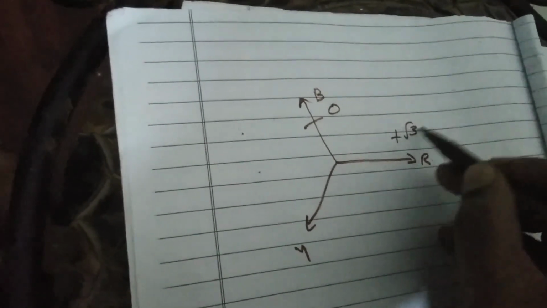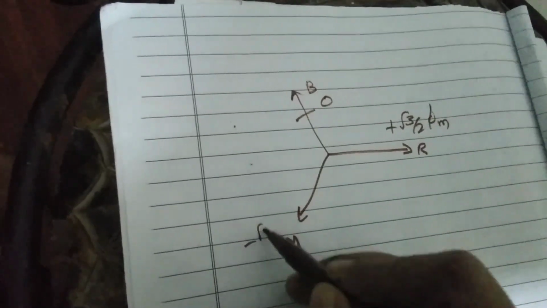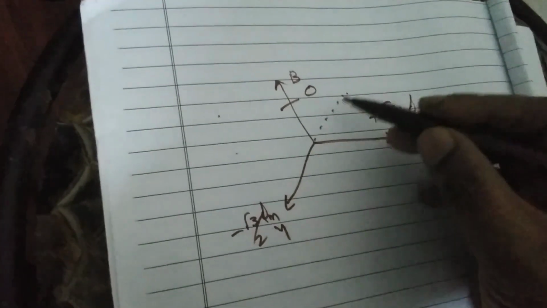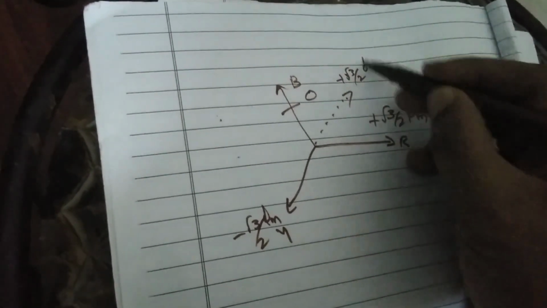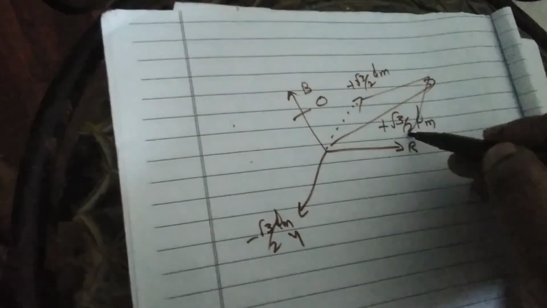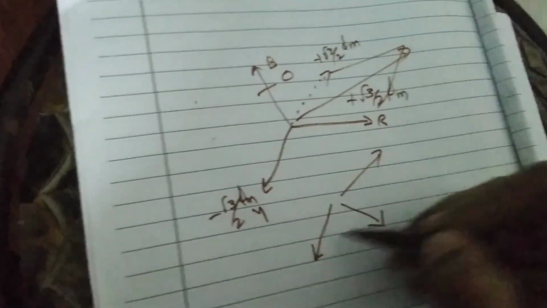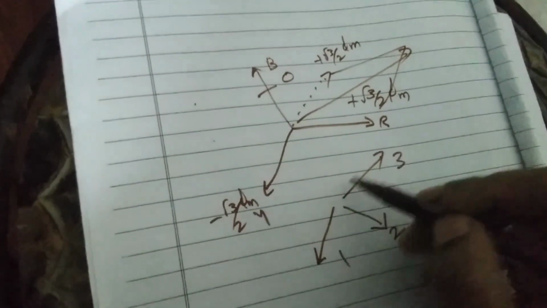Here it will be R phase, here Y phase, and here B phase. The condition was that B was producing 0, R was producing plus root 3 by 2 phi m, and Y was minus root 3 by 2 phi m. Since this is minus, we take it in the positive direction, so this will be plus root 3 by 2 phi m. And now this will be your resultant. See here, the first resultant was here, the second resultant was here, and the third resultant is here. So this is the first position, second position, third position, and so on.